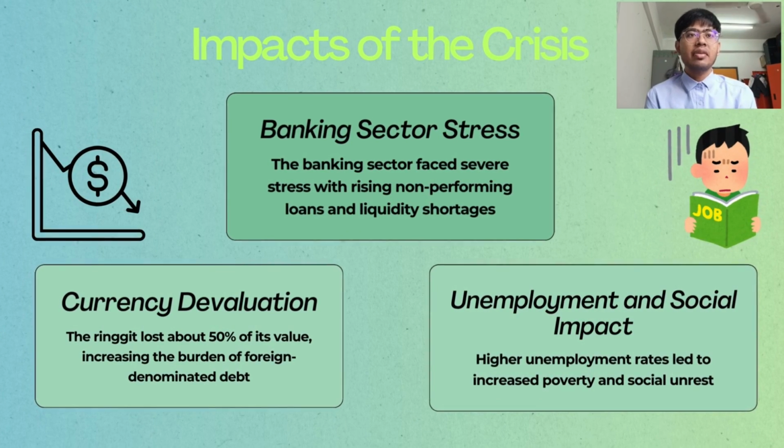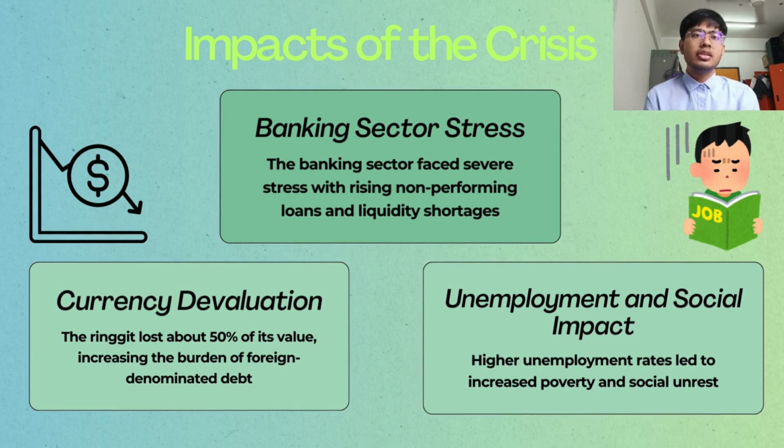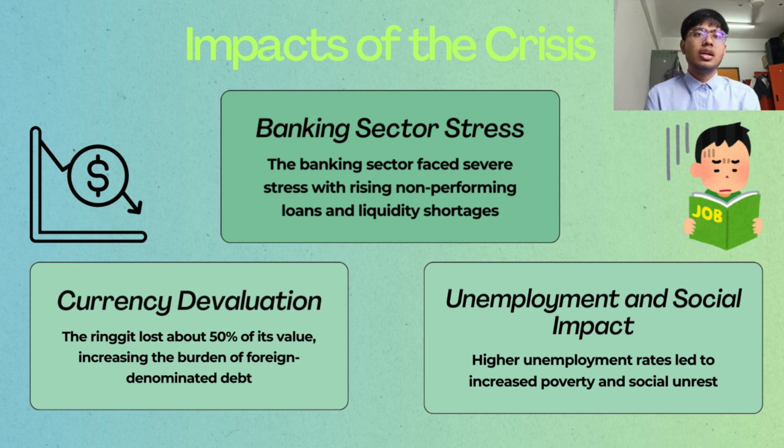The Asian financial crisis had multiple effects on Malaysia, which are banking sector stress, currency devaluation, and unemployment and social impact. For banking sector stress, the banking sector faced severe stress with rising non-performing loans and liquidity shortage. For currency devaluation, the ringgit lost about 50% of its value, increasing the burden of foreign-denominated debt. For unemployment and social impact, a higher unemployment rate led to increased poverty and social unrest. Malaysia's stock market also saw a significant decline, affecting both local and foreign investors.